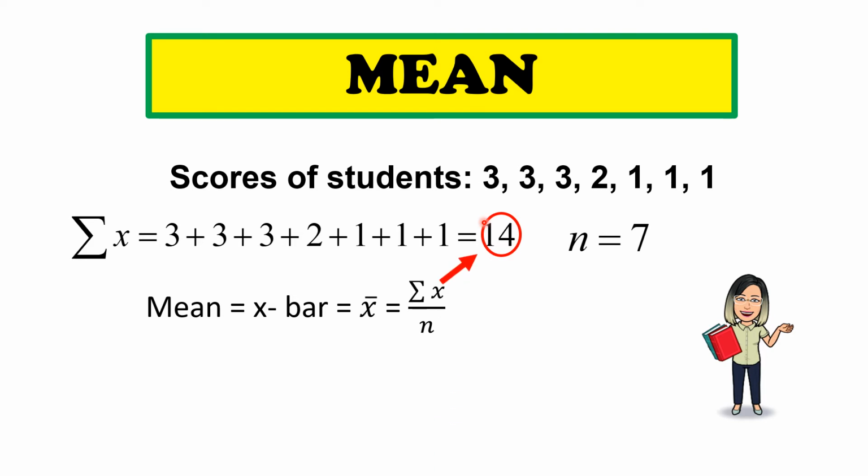Then, we have n. What is n? N is 7. So we divide 14 by 7. 14 divided by 7, the answer is 2. So our mean is 2.